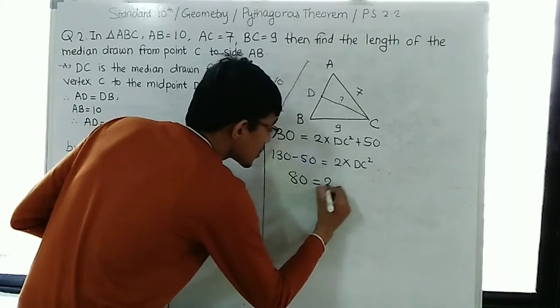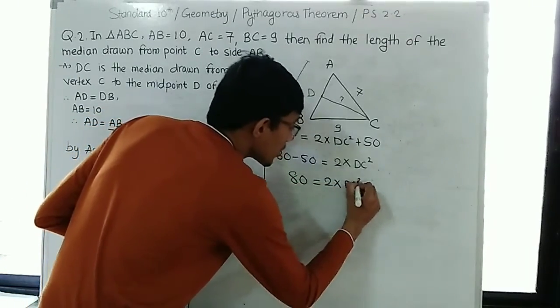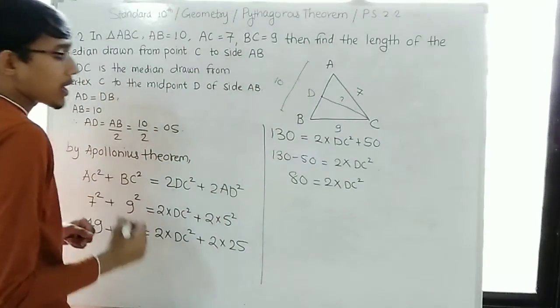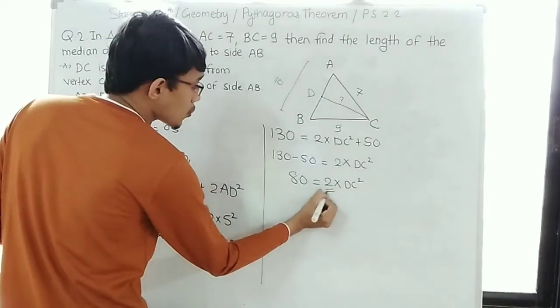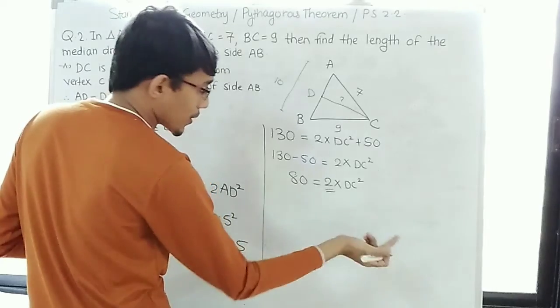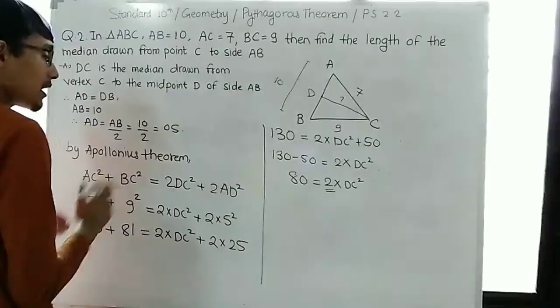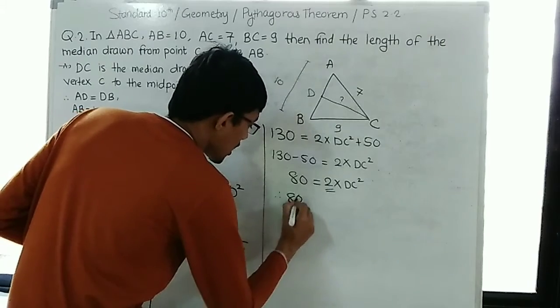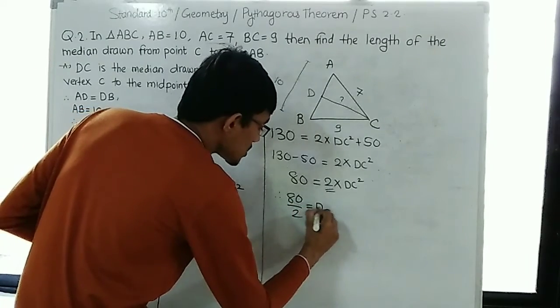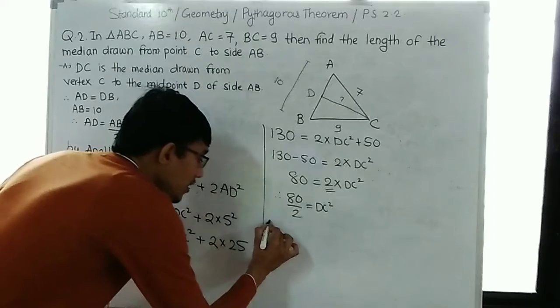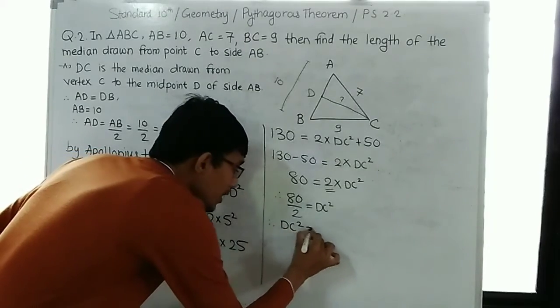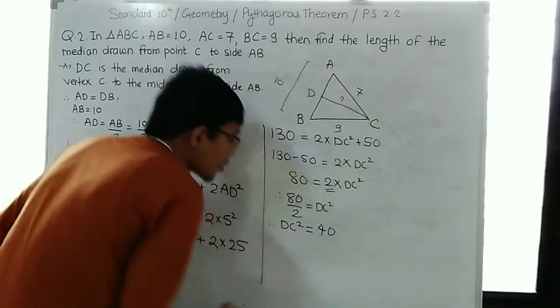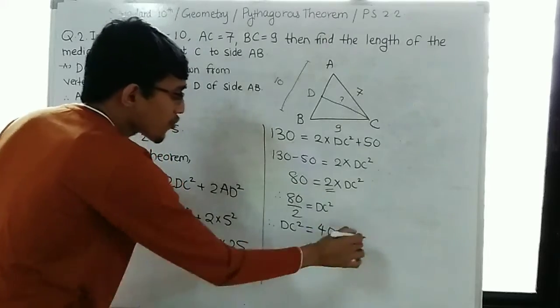So 80 is equal to 2 into DC square. Now this 2 which is multiplying DC square will definitely be dividing the 80 on the LHS. So we will get 80 upon 2 is equal to DC square. Therefore, DC square is equal to 40. 2 ones are 2, 2 fours are 8 and 0 is 40.